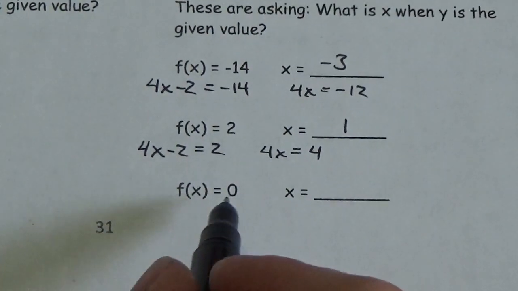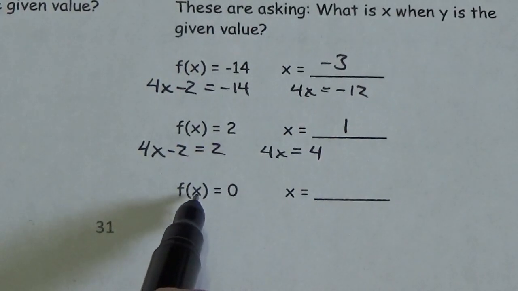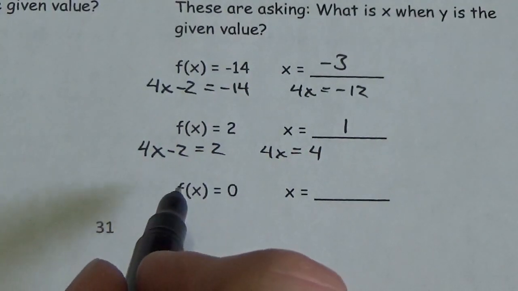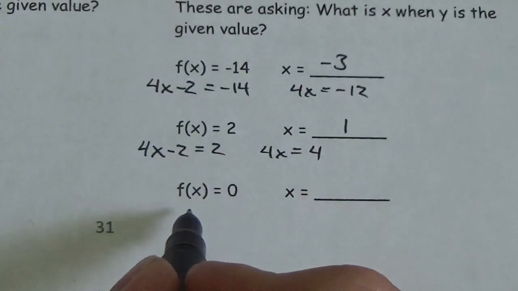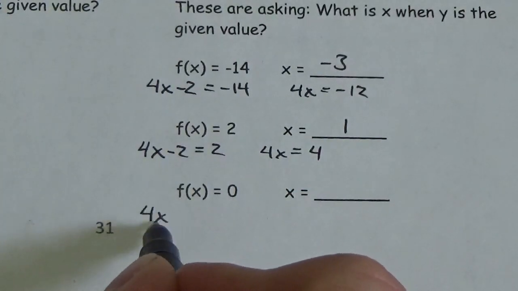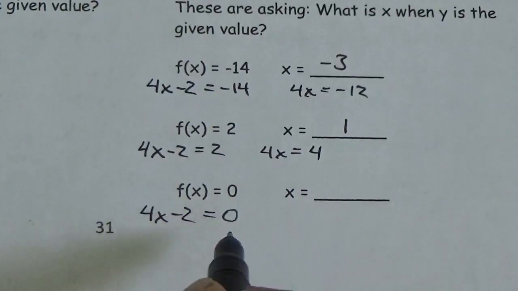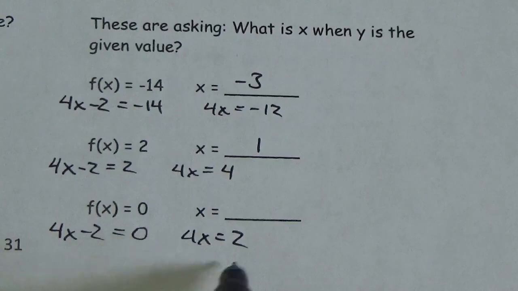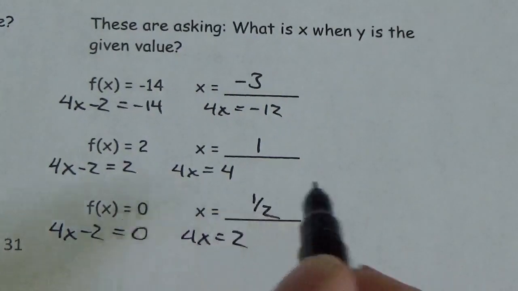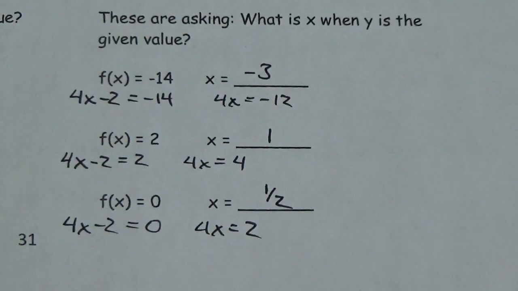Here, f of x is equal to 0. Notice that the 0 isn't inside here. There's an x inside here. f means multiply the independent variable by 4 and subtract 2. The independent variable is x. So 4 times x minus 2 is equal to 0. Add the 2 to both sides, and then divide by 4. And when I divide by 4, I'm going to get that x is equal to 1/2.